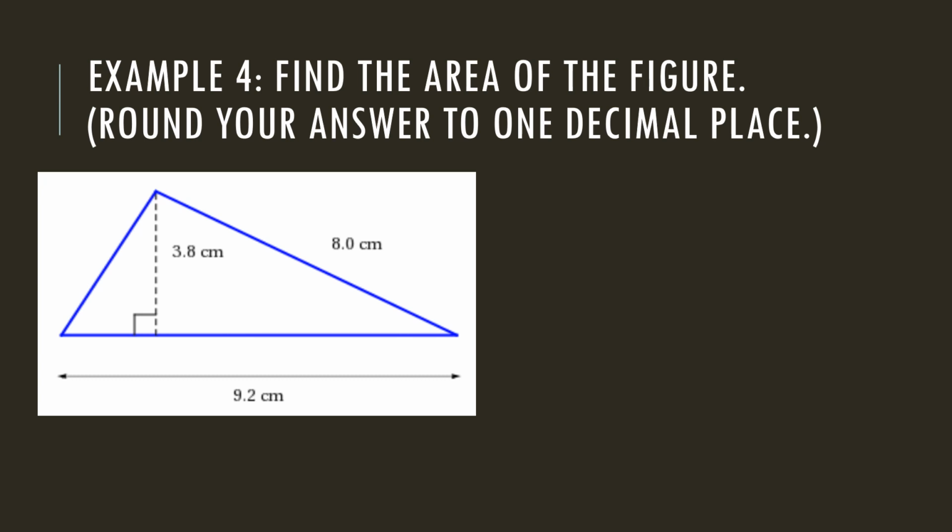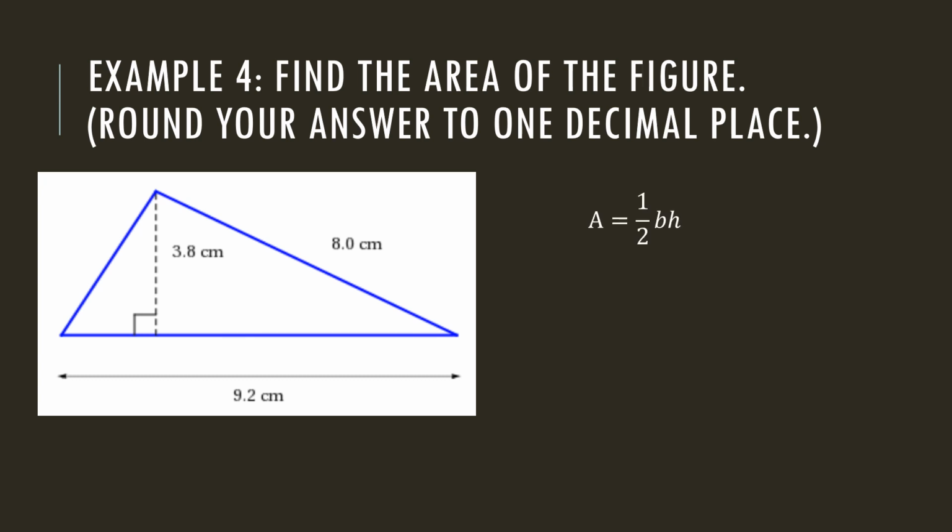Alright, so example 4. This is actually straight off of your homework. This is number 1 from the section 8.1 homework. It says find the area of the figure, round your answer to 1 decimal place. So we have a triangle here. This is a really easy, nice problem because it's already got the height indicated for you and the base. Recall that the formula for the area of a triangle is 1/2 base times height.